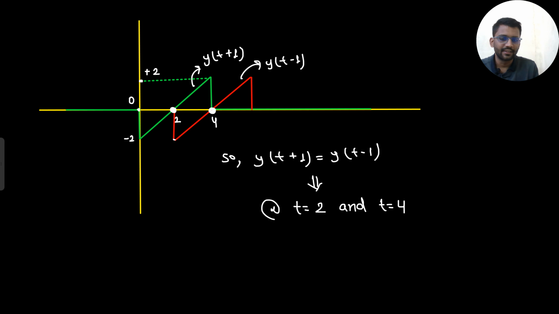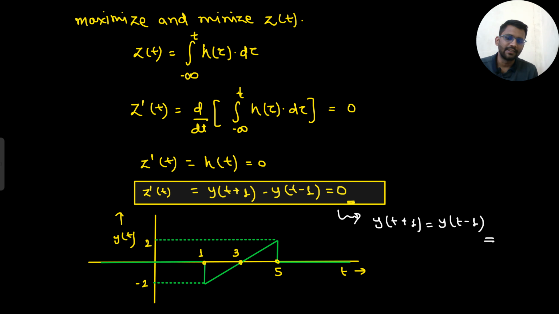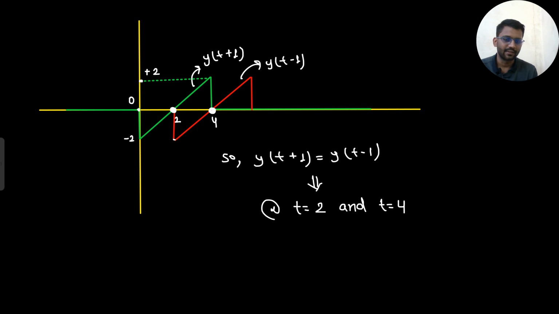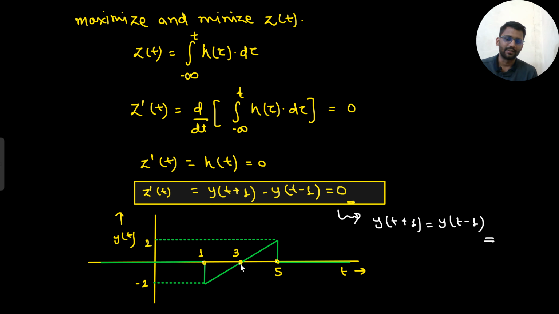You can check here as well. If you put t equals 2 here, that means y of 3 should be equal to y of 1. Is it equal? Yeah, it's equal. 0 you are getting, right? And if you put 4 here, that means y of 5 should be equal to y of 3. Are they equal? Yeah, they are equal. Y of 5 is equal to y of 3.